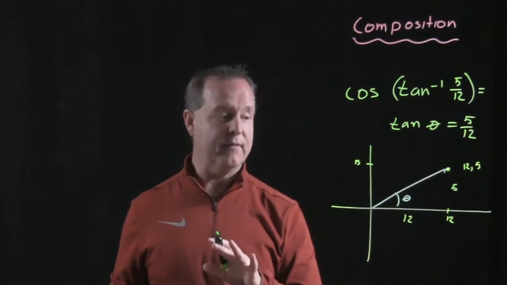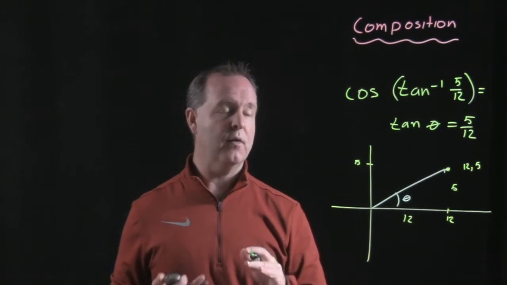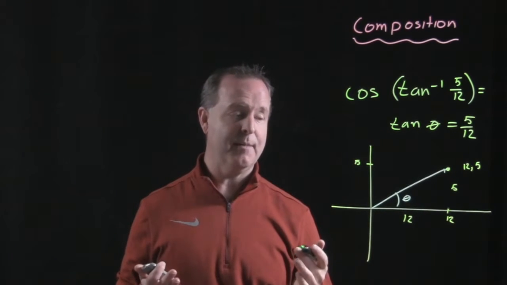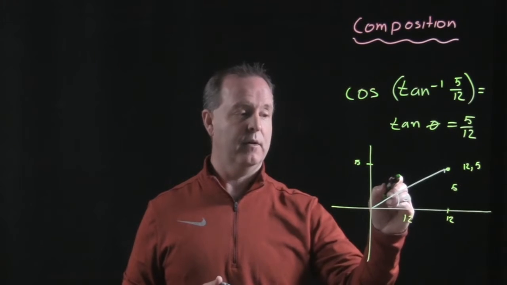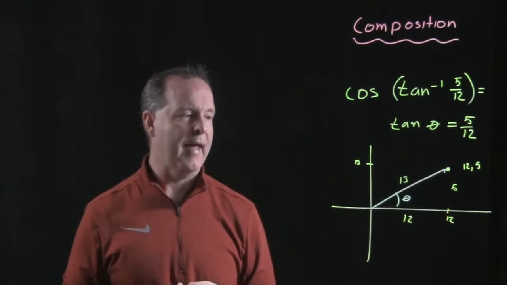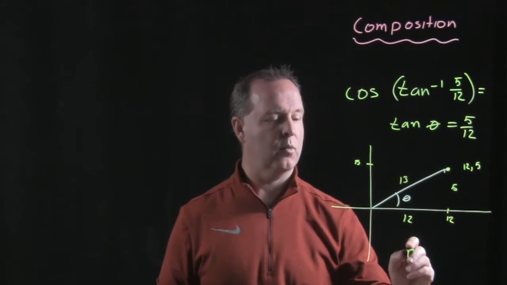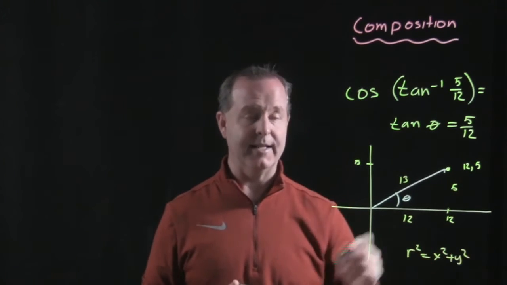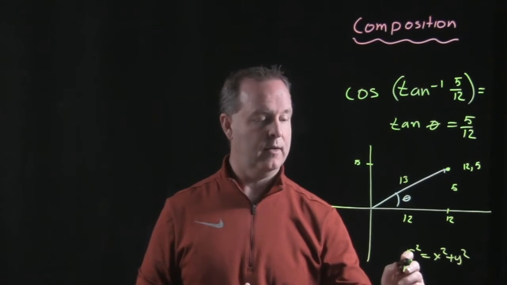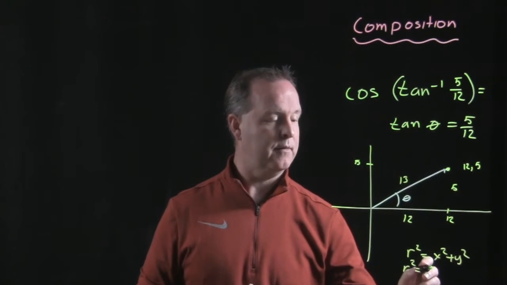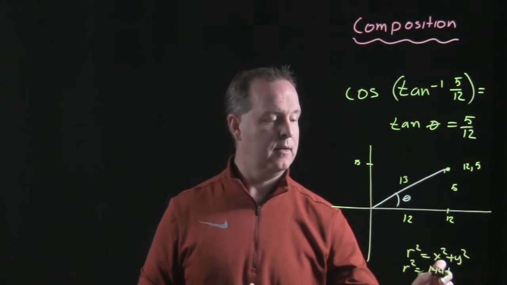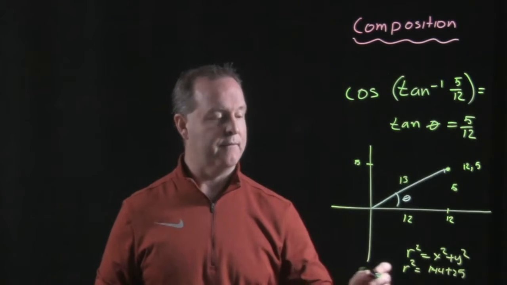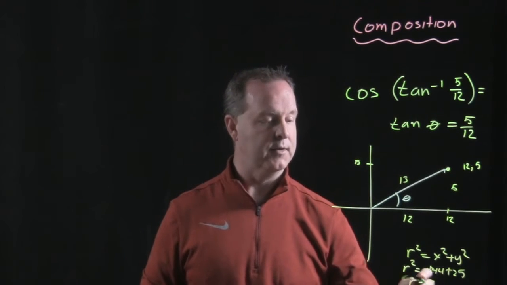If we've kind of been practicing along, we know that right triangles come in lots of shapes. One is a 5, 12, 13. And if we don't remember that, we can go ahead and remember that r squared equals x squared plus y squared, or the side squared. So r squared equals 144 plus 25. Solve that for r equals 13.